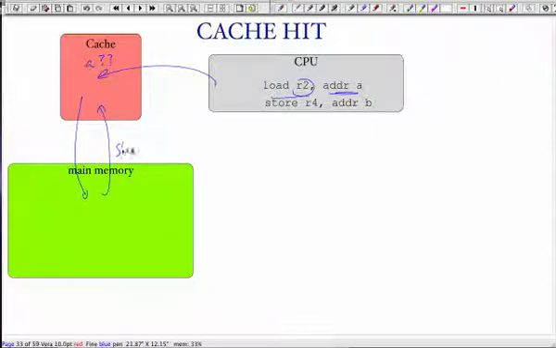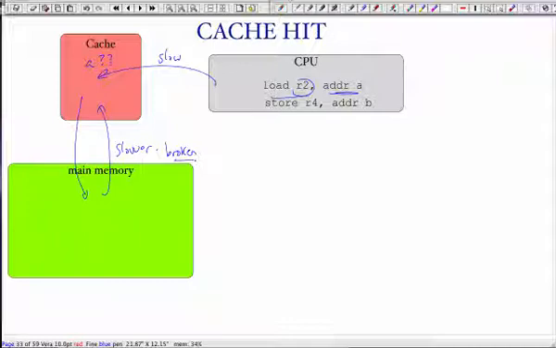And this is slow, and this is slower. Everything is slow if it's not on chip. This is slower and broken.